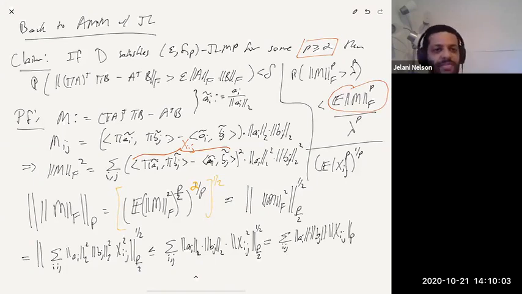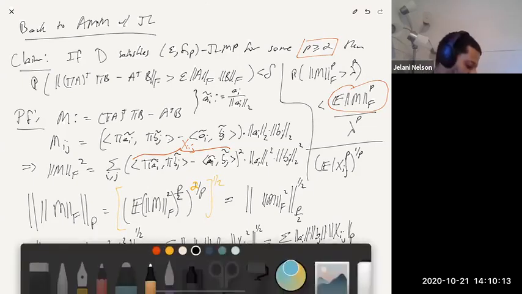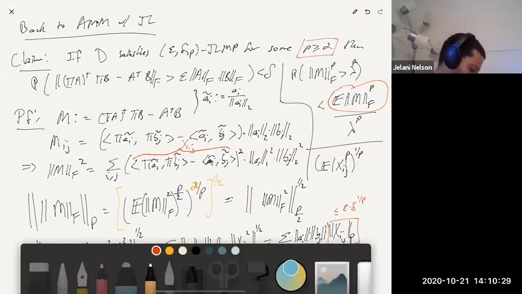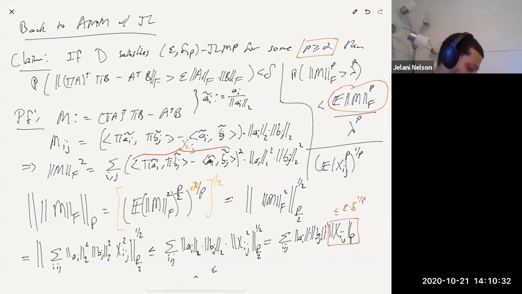Again, what is xij? It's this difference of two dot products, where ai tilde is a unit norm vector and bj tilde is a unit norm vector. So we can apply the lemma on the previous whiteboard to say that by the JL moment property, this is at most epsilon times delta to the 1 over p. So overall, this whole thing is at most epsilon delta to the 1 over p times the sum over all ij of the norm of ai times the norm of bj.